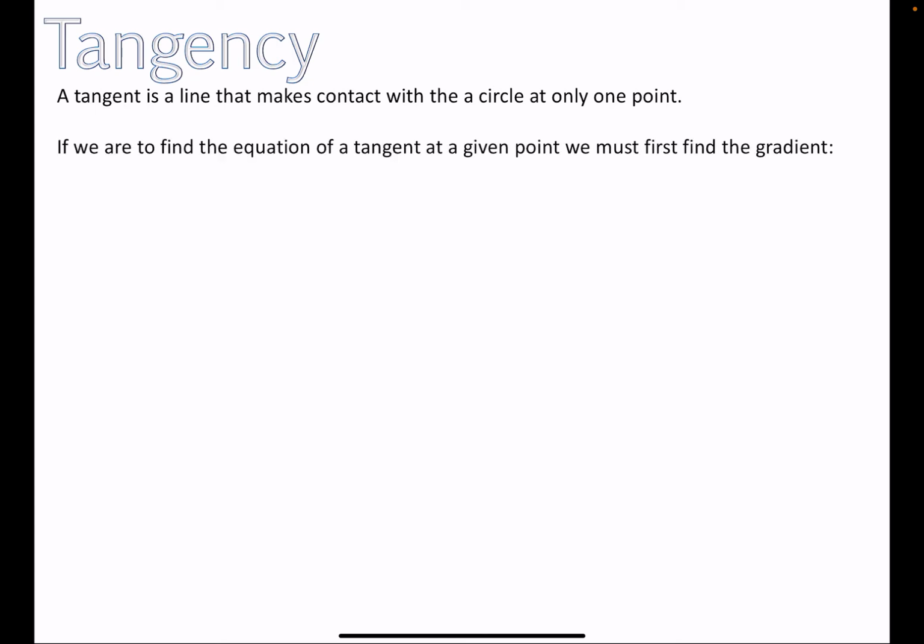Okay, so we know what a tangent is already. We've seen a tangent. It's a line that makes contact with a circle at only one point. Okay, and it's important that it's only one point. If we were to find the equation of a tangent at a given point, we must first find the gradient. Okay, at the end of the day, a tangent is just a straight line. If we're going to find the equation of that straight line, it's the same things we always need. We need a gradient and we need a point.